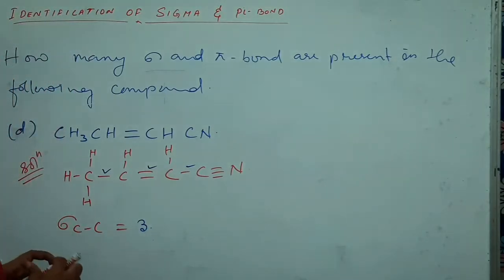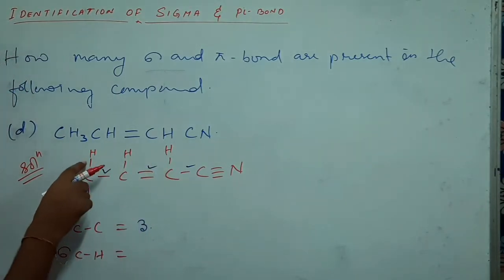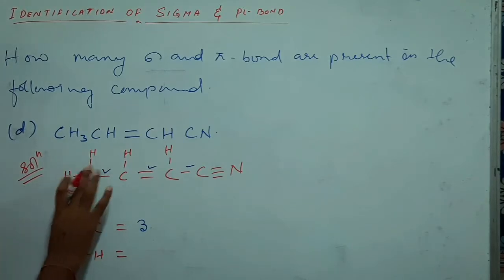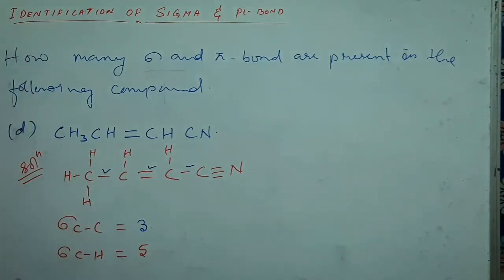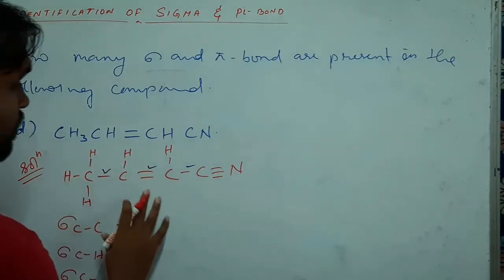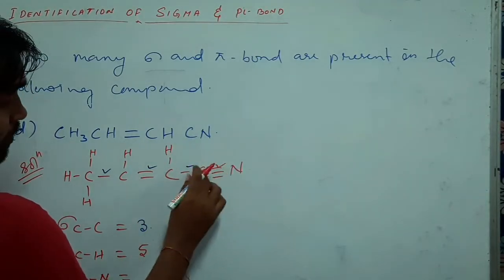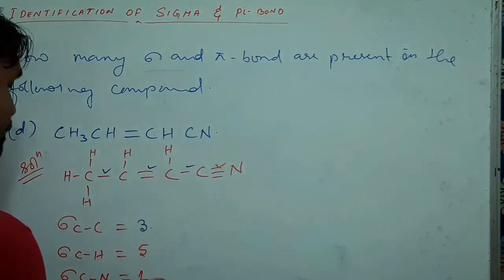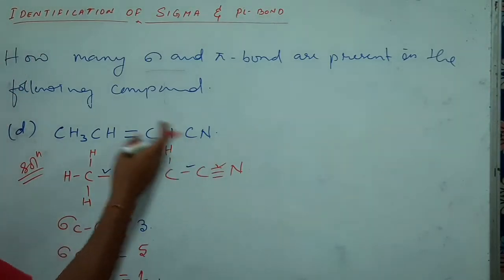Next, how many sigma bonds are there between carbon and hydrogens? Let's find out. Carbon and hydrogen single bonds are there, so they are also sigma. 1, 2, 3, 4, 5. So 5 sigma bonds are there between carbon and hydrogens. Okay, now next one is sigma bonds between carbon and nitrogen. So there is one sigma bond here between carbon and nitrogen, the first one. So 1.